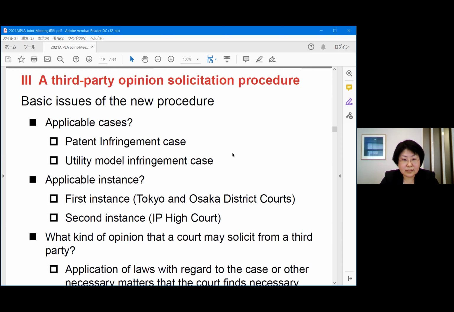The second one is applicable instance. According to the bill, this procedure applies to both the first instance, that is Tokyo and Osaka district court cases, and the second instance, which is IP High Court cases. In other words, this procedure is not limited to IP High Court cases.